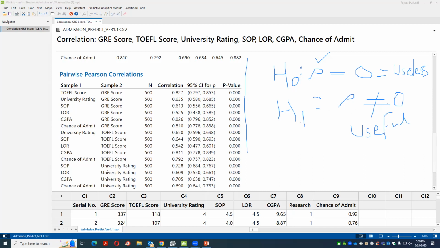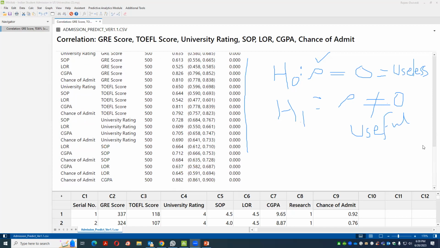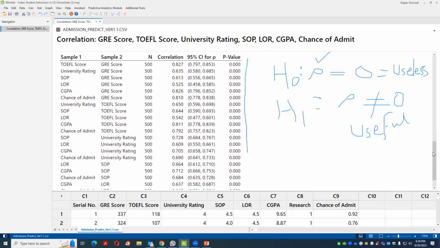Are you getting me? Now tell me, based on all the p-values that you learned in the last module, which correlation is useful and which is useless? Can you see my screen?